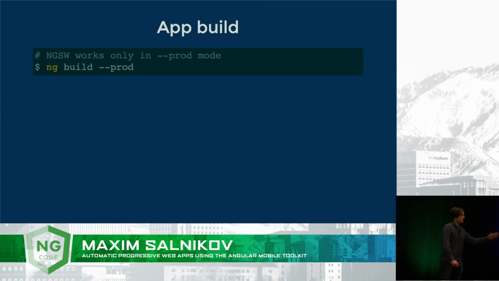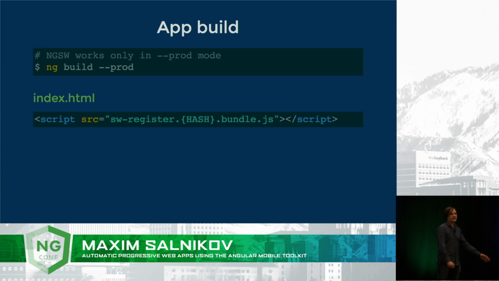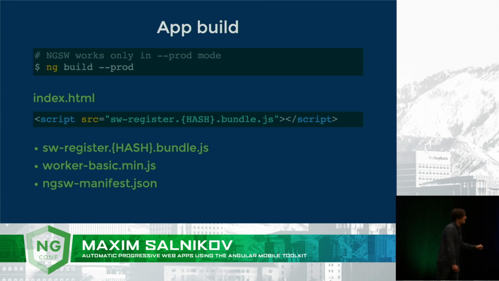OK, we built it, succeeded. Next, let's check what happened. In our index.html, a new line appeared. And this is just a registration of one more JavaScript. Plus, there are 3 new files in the dist folder. First one, this is the registration script, a tiny script that registers your service worker. Second, the service worker itself, copied from the bundles part of Angular service worker. And some manifest. OK, where's the magic?